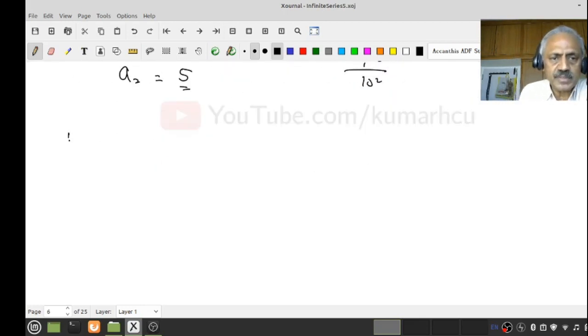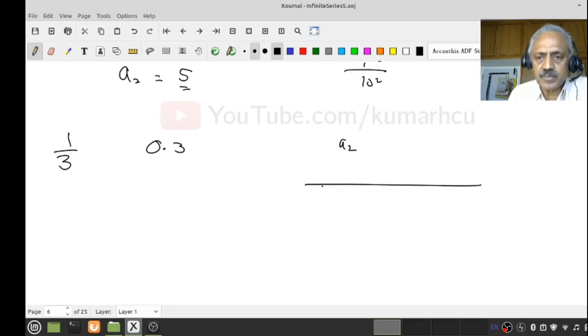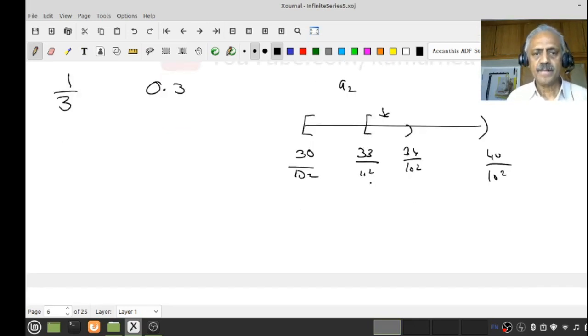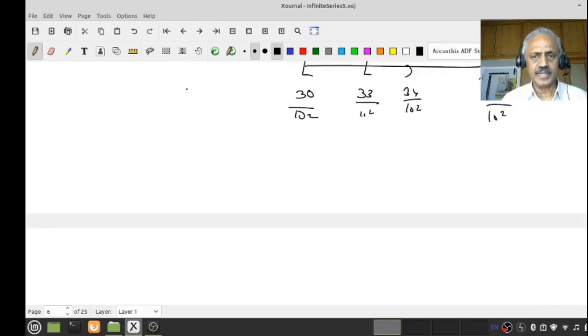So where do you think 1 by 3 lies? I already found it is 3. What will be my A2? A2 again is the same thing. So I have 3 by 10 or 30 by 10 squared, and this is 40 by 10 squared. Therefore, I should look for 33 by 10 squared and 34 by 10 squared. Therefore, my x lies somewhere here, and my A2 is also 3. Therefore, it becomes 0.33. I hope all of you get it.